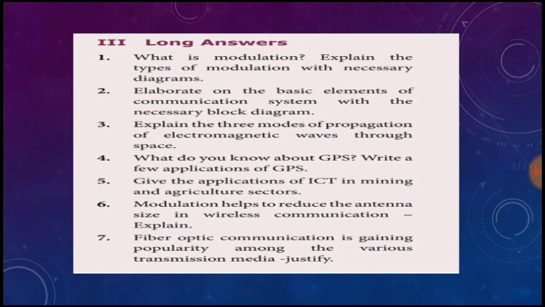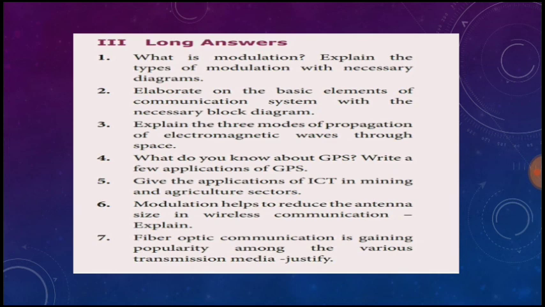And next, long answer, 3 marks, 5 marks. See the first one, what is modulation? Explain the types of modulation with necessary diagram. So first the definition of modulation, after that all the 3 types of modulation: AM, FM and phase modulation. Second one, elaborate on the basic elements of communication system with the necessary block diagram. I already said there are 11 elements, so you should draw the diagram and with its help explain the communication system. It is a 5-mark question, right?